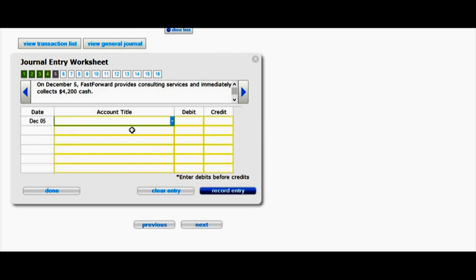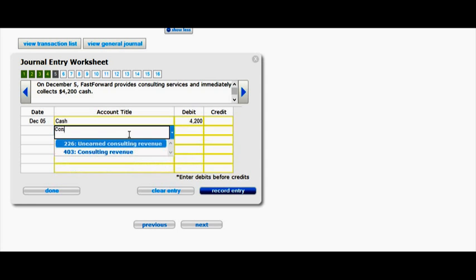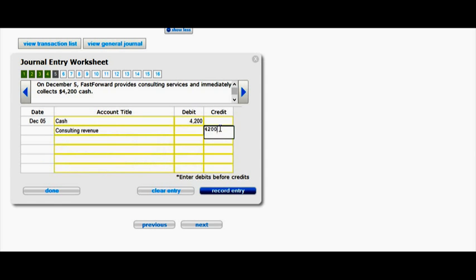On December 5th, Fast Forward provides consulting services and immediately collects $4,200 cash. So cash went up, they collected it, $4,200, and I think it's consulting revenue, $4,200. Revenue is what we call the money they earn by doing the work that they do. Record the entry.